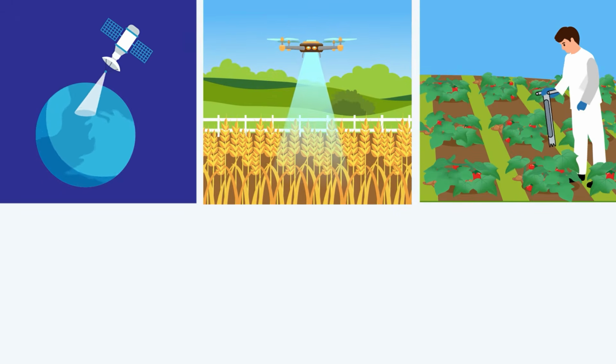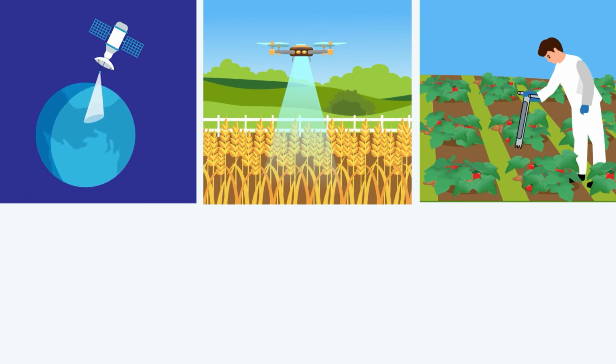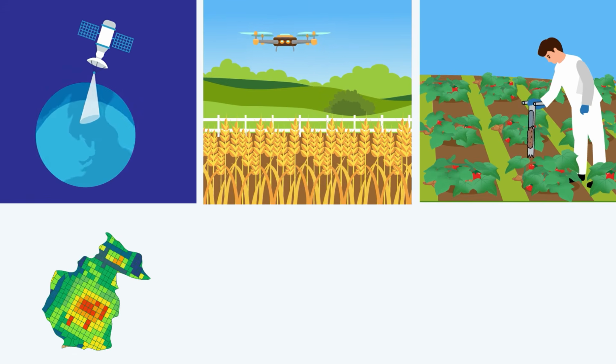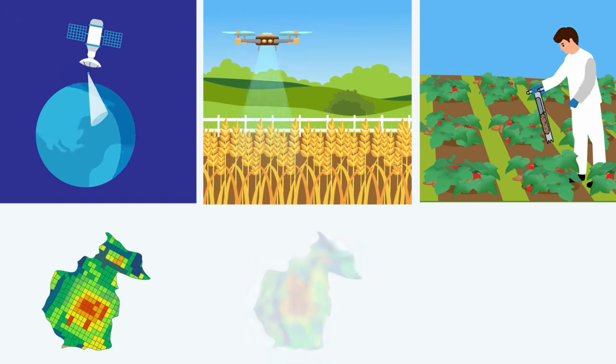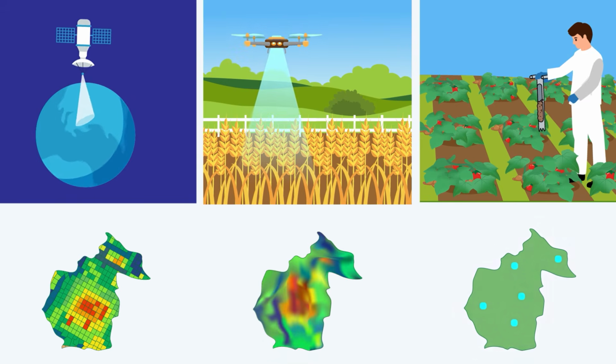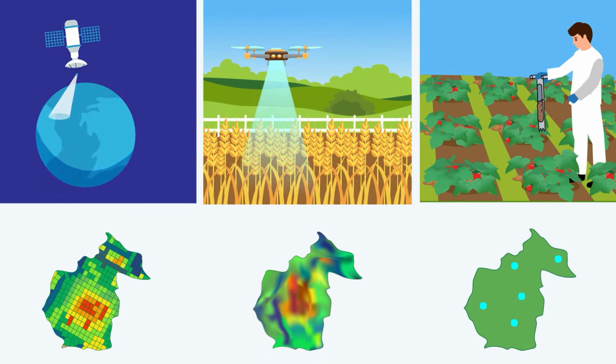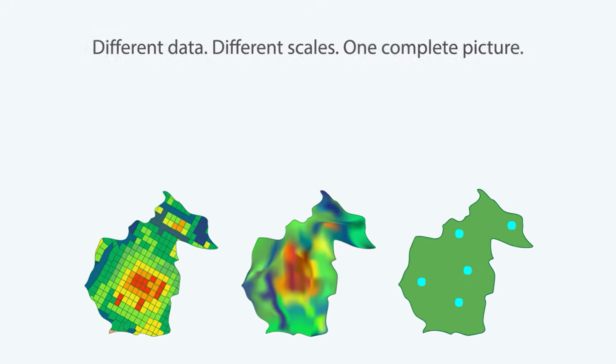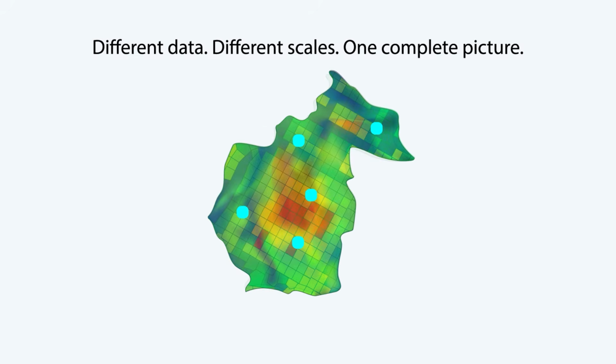Satellites, drones, and fieldwork each provide different types of data at different scales. Satellites cover large areas, drones capture fine detail, and fieldwork measures conditions on the ground. Together, they create accurate and connected insights for environmental research and management.